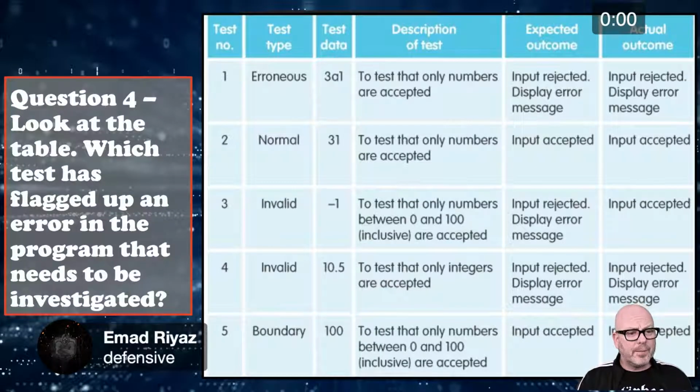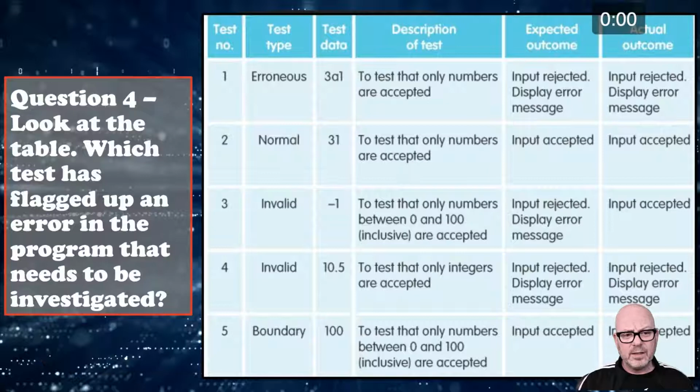Have a look at this one. Which test has flagged up an error in the program that needs to be investigated? I did go through this particular slide in about 20 seconds, so I'm hoping that some of this has stuck. But I think the notion of normal, invalid, and boundary actually makes a lot of sense. Whoa, I did just come in with 1.